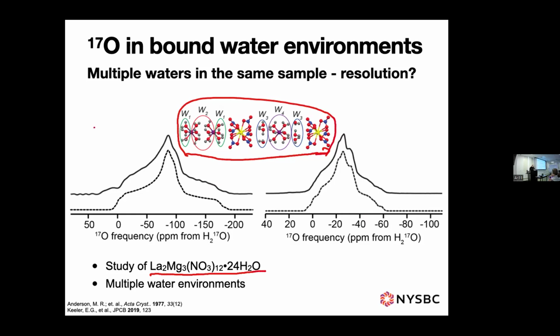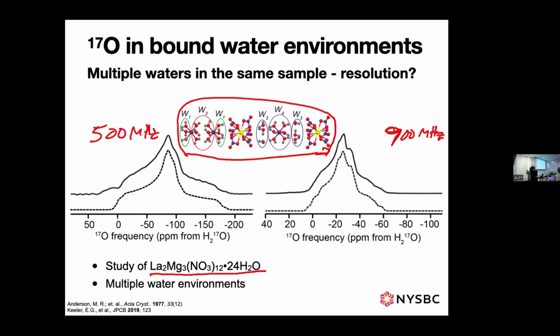I didn't write it on here. I should have. Spectrum on the left is at 500 megahertz. The spectrum on the right is at 900 megahertz. Now, we're seeing a central transition like we'd expect. We're spinning in a 3.2 millimeter rotor at around 24 kilohertz.